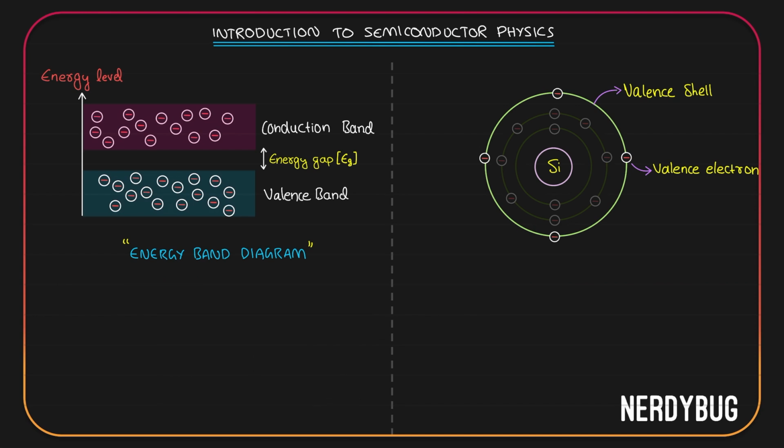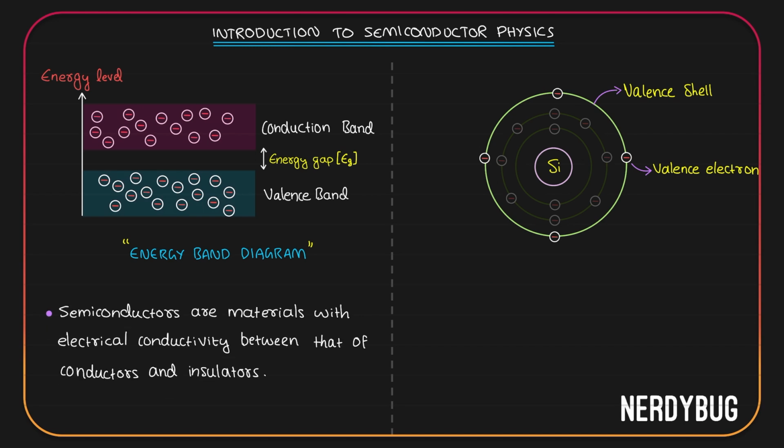In the energy band diagram for semiconductors, the conduction band will not overlap the valence band, but the energy gap is relatively small. Because of this, the electrons from the valence band will be able to jump to the conduction band easily if they get enough energy. Using this idea, let us write down a definition for semiconductors. They are the materials with electrical conductivity between that of conductors and insulators.